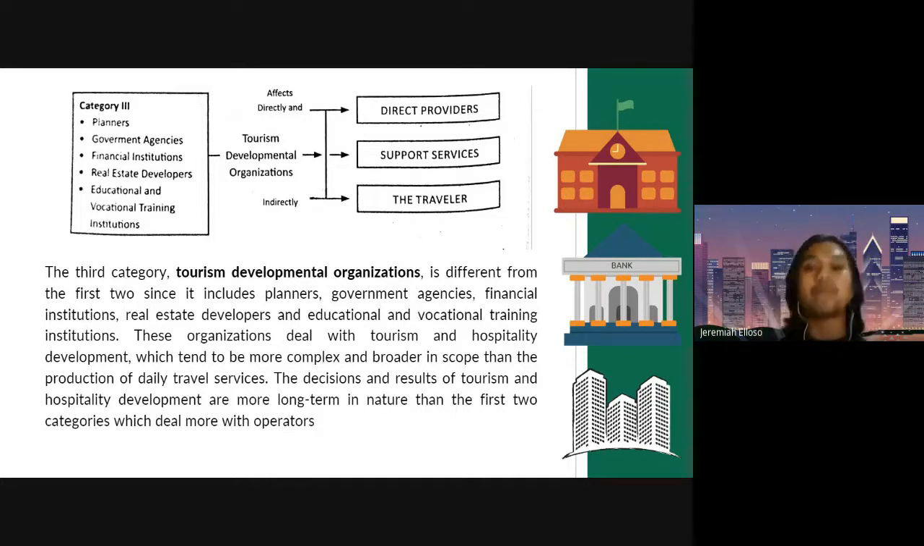So the tourism developmental organizations are kind of looking into the macro perspective, or there is a more general and long-term effect of the service that they provide to the travelers. And their services are a little more indirect and general.